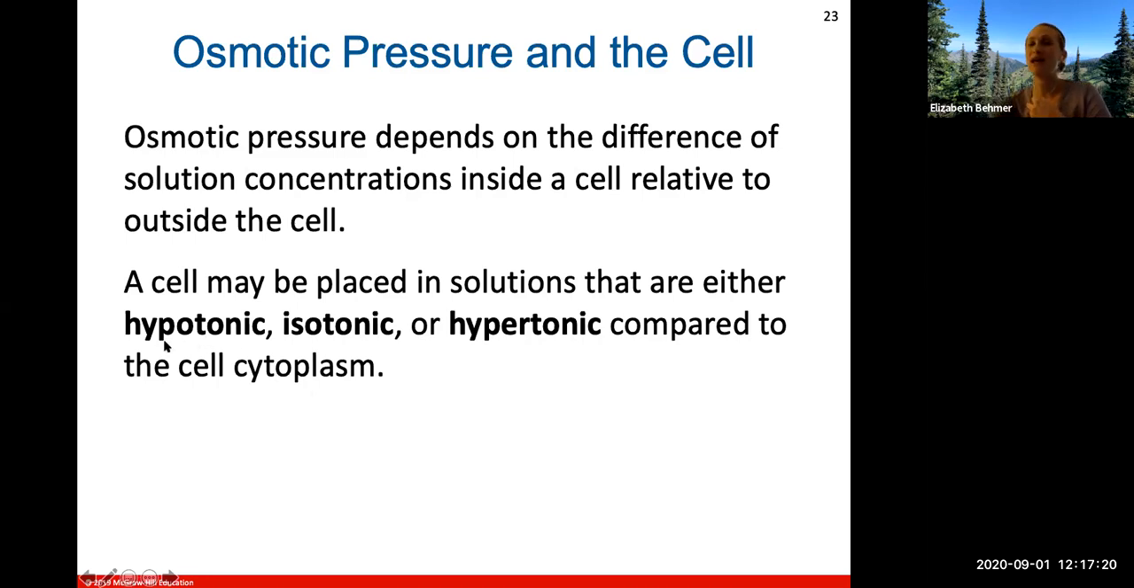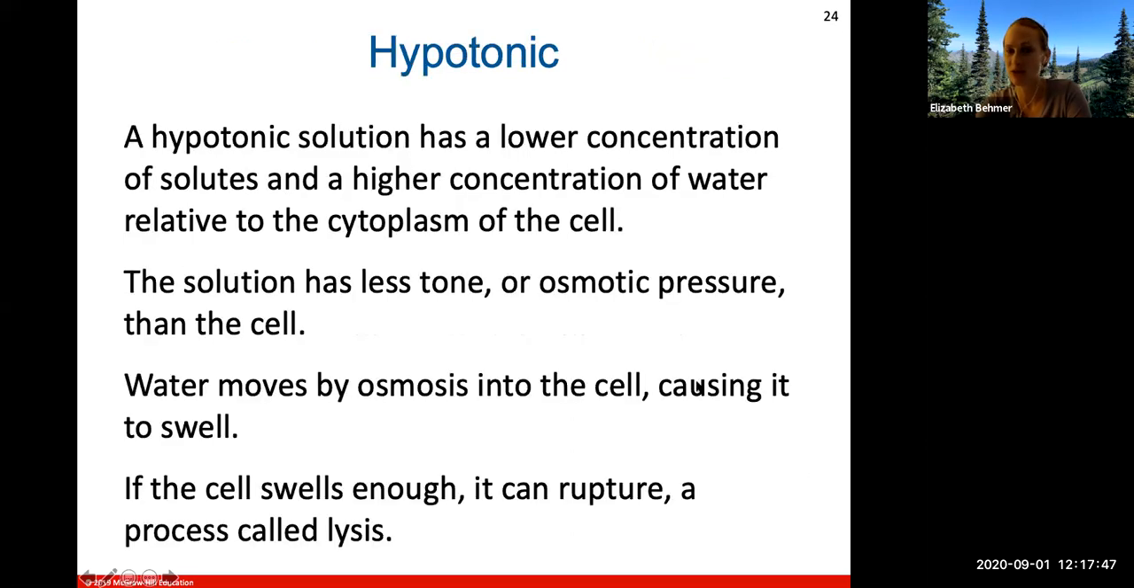Hypotonic, the prefix hypo means less concentrated than the cell. The prefix iso means equal. There'd be an equal concentration between the inside of the cell and the solution. And a hypertonic solution would be more concentrated. It will have a higher concentration of a substance compared to the inside of the cell. So hypotonic, isotonic, and hypertonic.